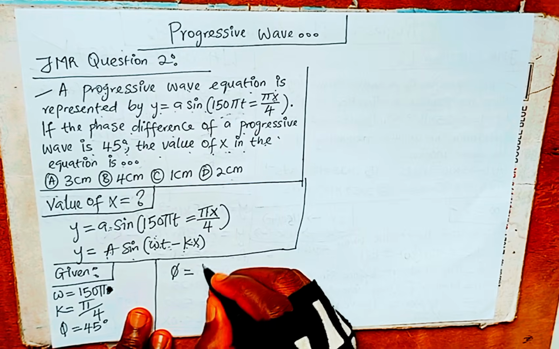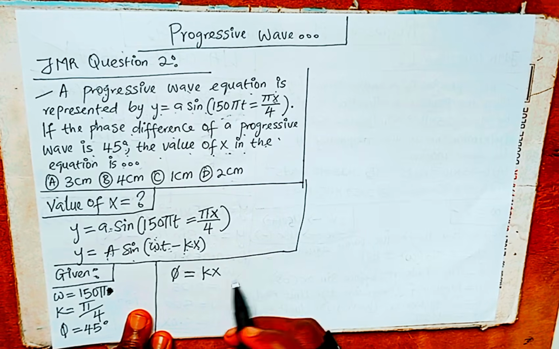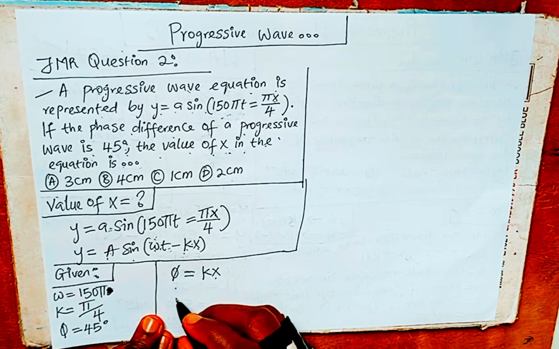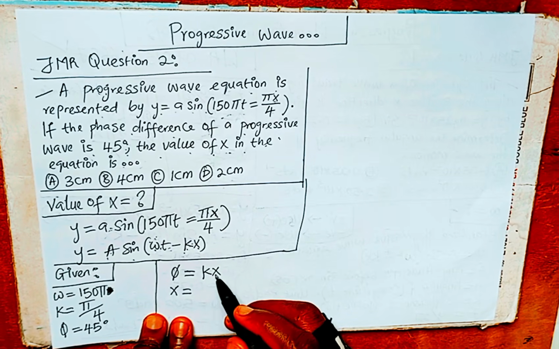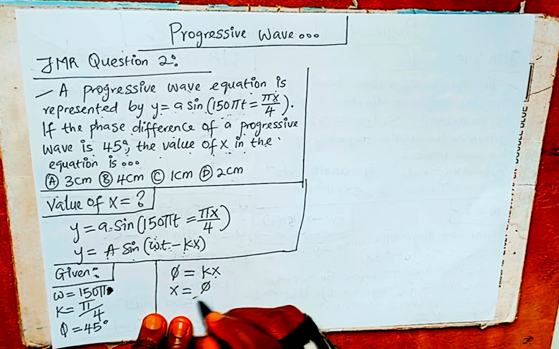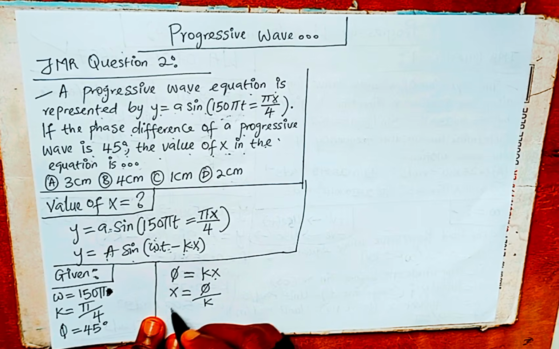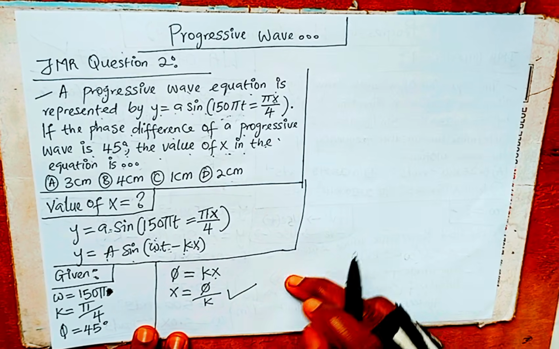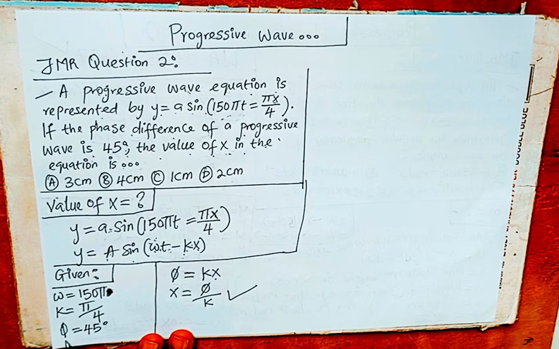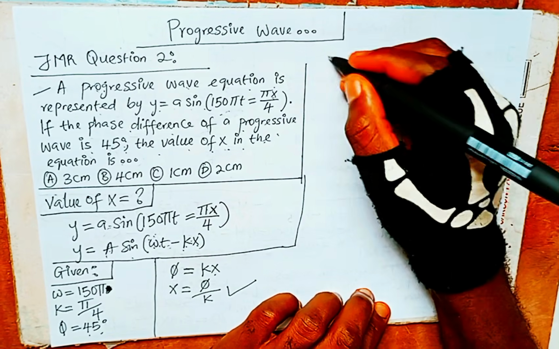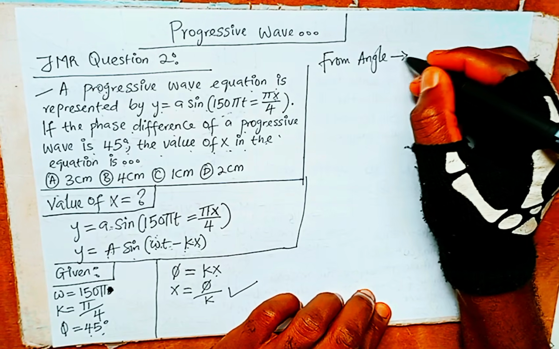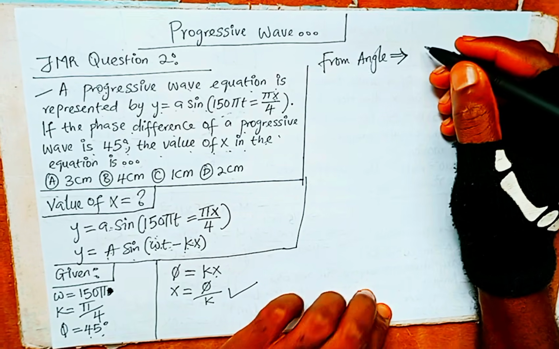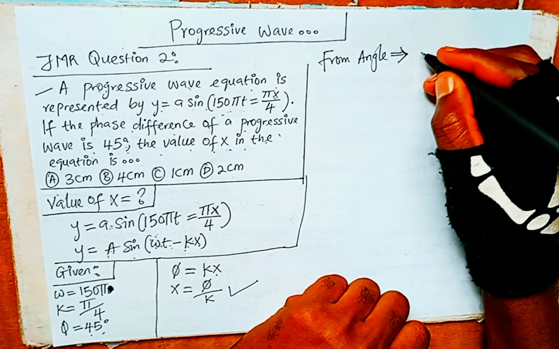Phase difference is equal to ks. We make s the subject of the formula, so s is equal to phase difference over k. Now this formula we are going to apply. But before we apply it, we have to convert the phase difference from degrees to radians.